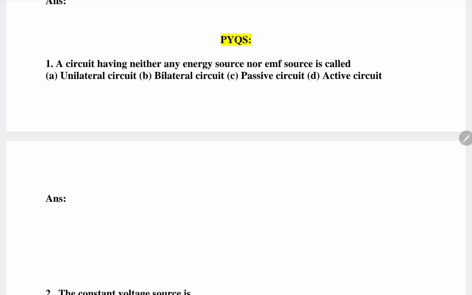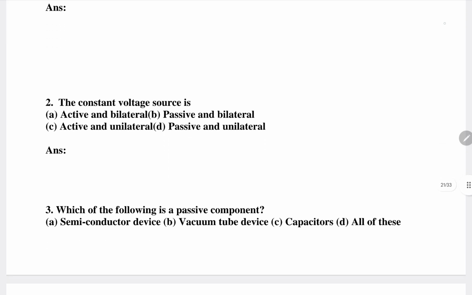Next question. A circuit having neither energy source nor EMF is called. No energy source is present, no EMF source is present. So that type of circuit is known as a passive circuit. Answer is C. And next, again, the constant voltage source is, just now we have already discussed, an active element and a unilateral element.